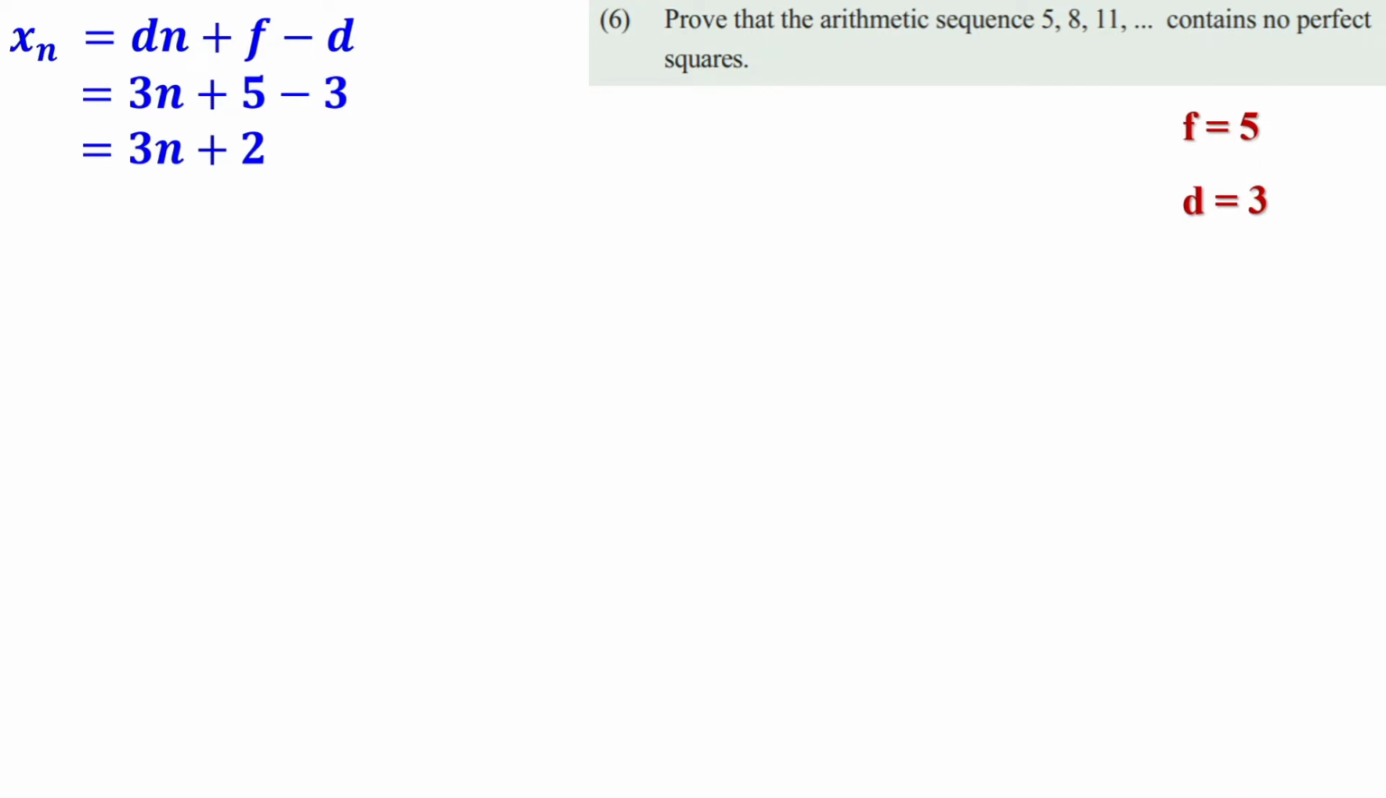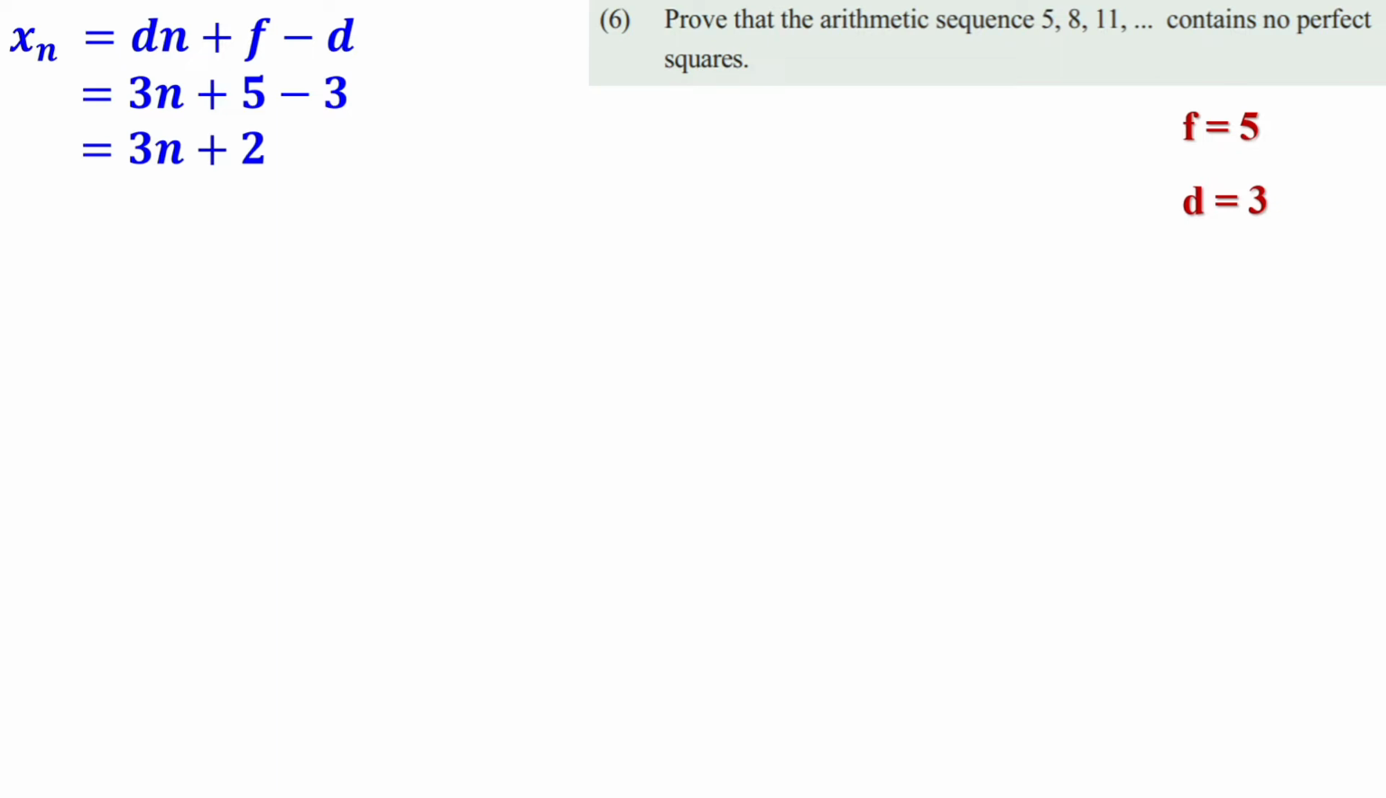Now we have to prove that this sequence contains no perfect squares. So we have to take perfect squares and we have to prove that they are not of this form. That is, no square is of the form 3n plus 2. Now when we take all the numbers, it is either a multiple of 3 or a multiple of 3 plus 1 or a multiple of 3 plus 2.